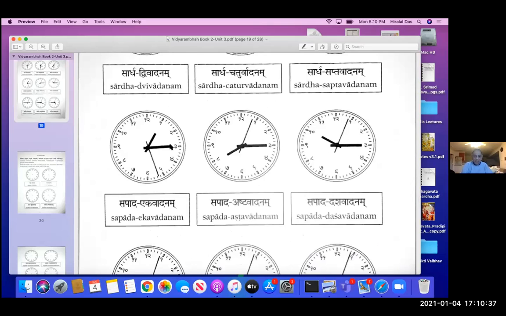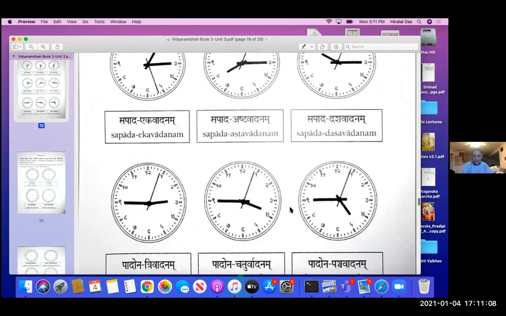This is Sapad. Now remember where the short hand is and where the long hand is. Sapad Ekvadanam: the short hand is after 1 and the long hand is at 3, meaning Sapad. Sapad Astavadanam: the short hand is a little after 8 and the long hand is at exactly 3. See the Dasvadanam. See that?